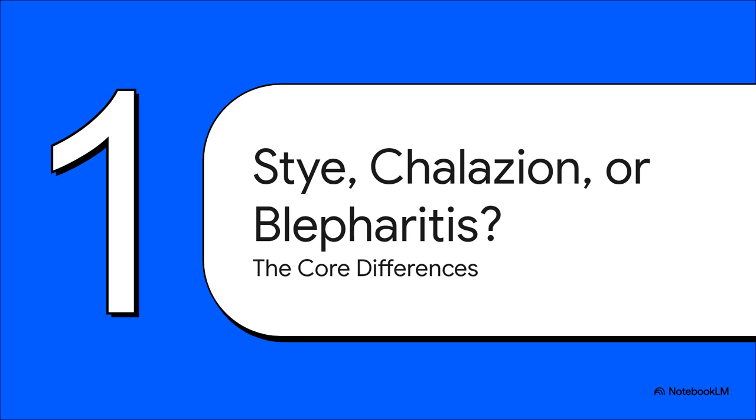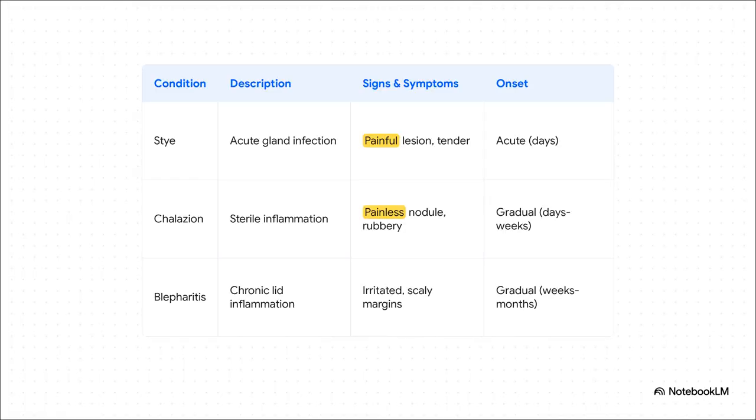Let's get right to the heart of it, how to tell these three apart. Honestly, having a clear mental map is the key to giving the right advice from the get-go. Okay, this is basically your cheat sheet. Just look at the onset. A stye is acute. It pops up over a couple of days. A chalazion is more gradual. We're talking days to weeks. And then you've got blepharitis, which is this chronic thing that builds over weeks to months. That timeline alone is often your biggest first clue.